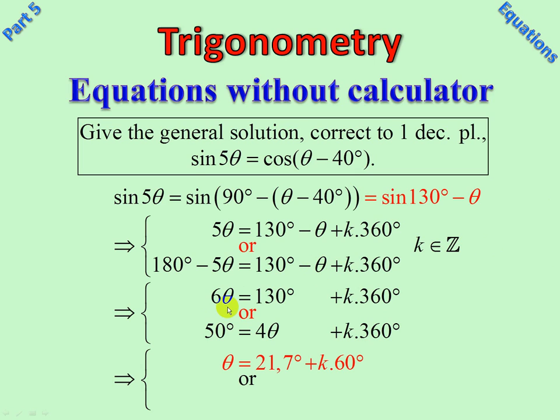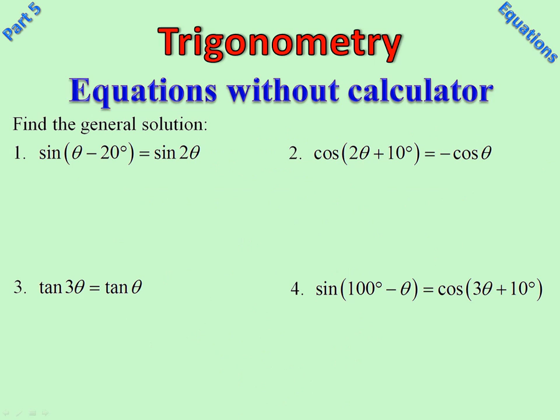which means theta equals, and I've divided by 6 there, 21.7 plus k60, and there I've put the k360 on the other side, turned it around, divided by 4, divide 4 into there, 12.5, divide 4 into there, k90. There are all our answers. No calculator.